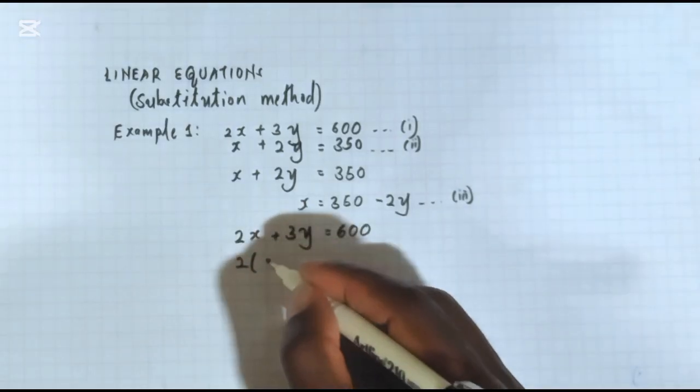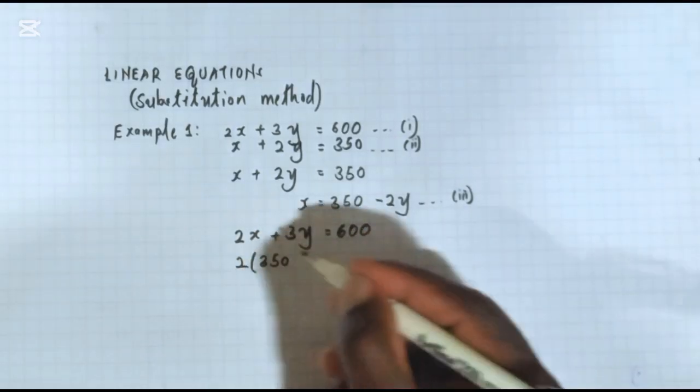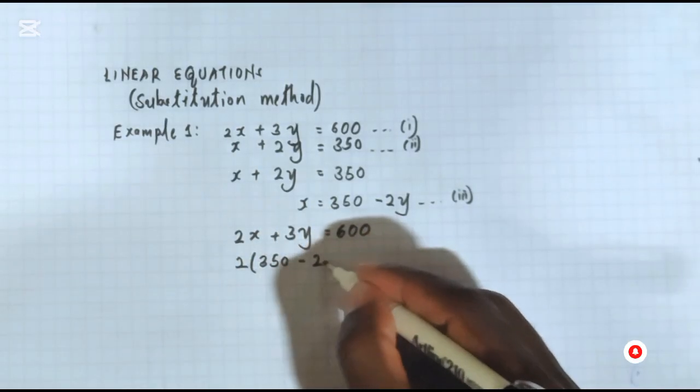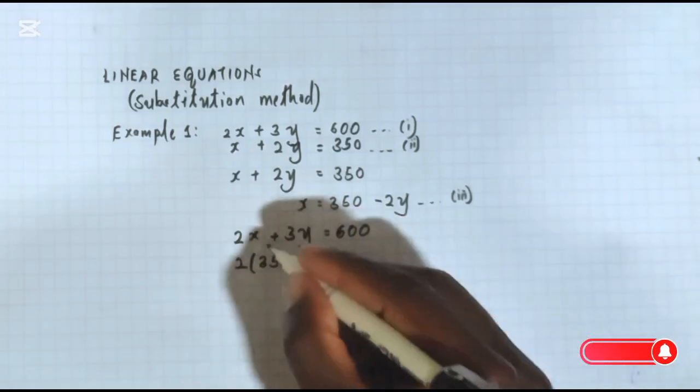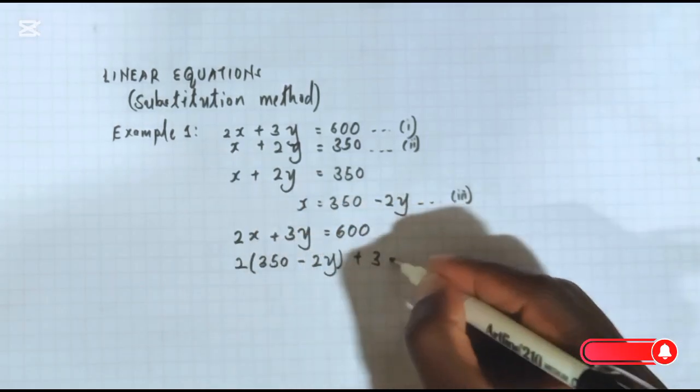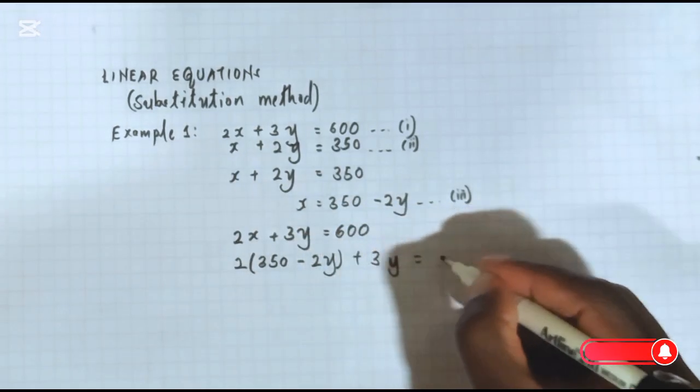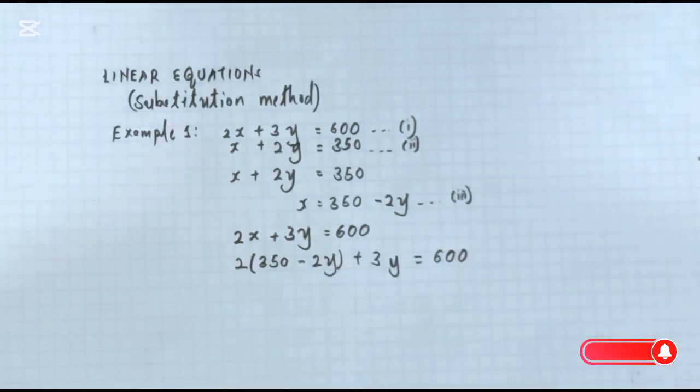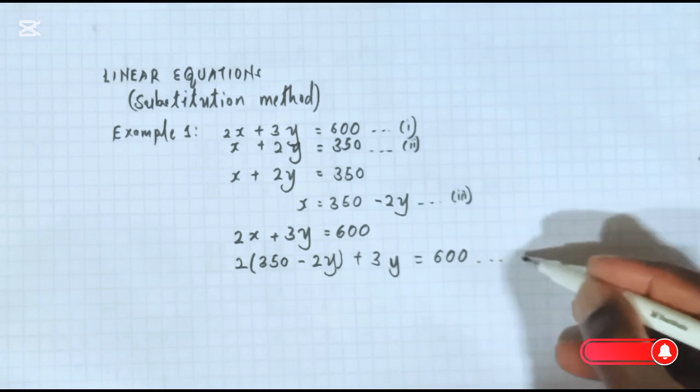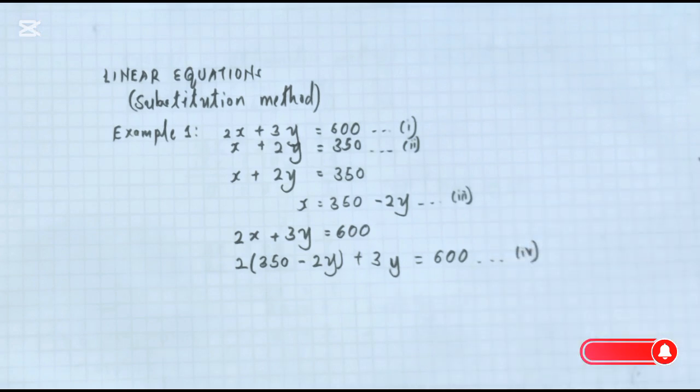So that's going to be 2 into 350 minus 2y, plus 3y equals 600. This here we shall call equation 4. Whatever value of y we get in equation 4 will help us then solve the rest of the equation.